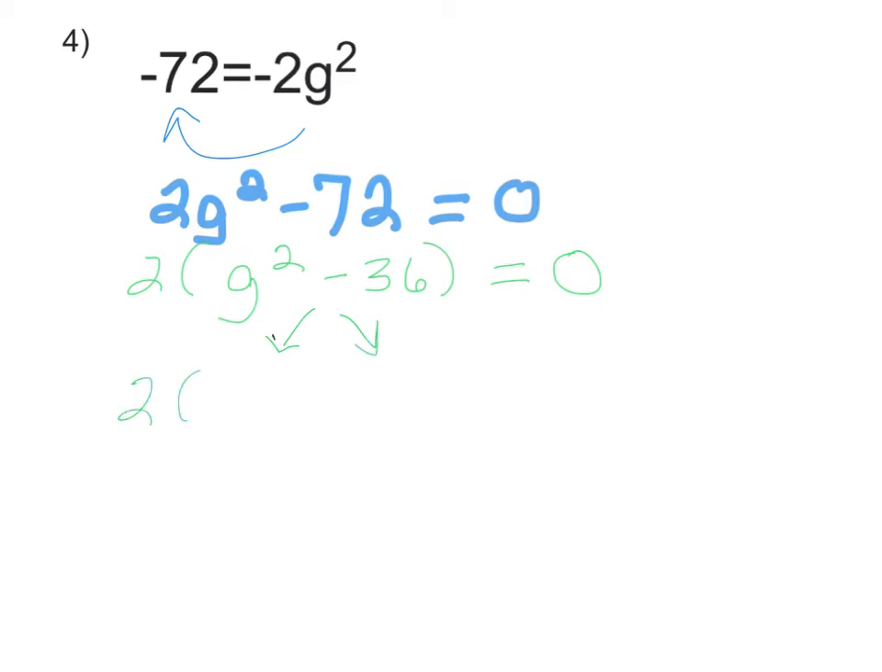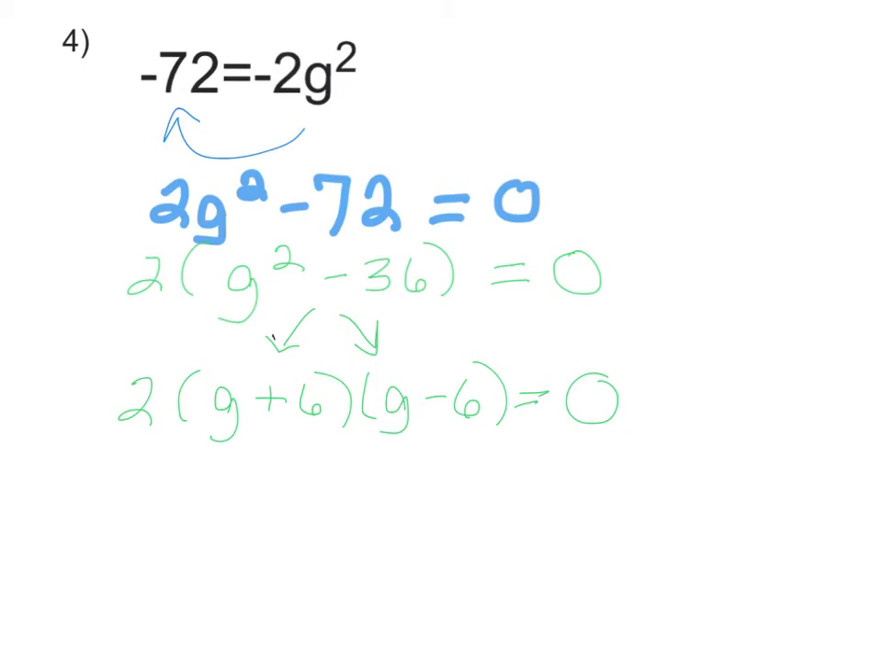That's going to leave us with 2 times g plus 6 times g minus 6 is equal to 0. Now we already have this factored. We have it factored down into primes. There's nothing else that we can do with this one. So let's go ahead and set each one of our factors equal to 0.